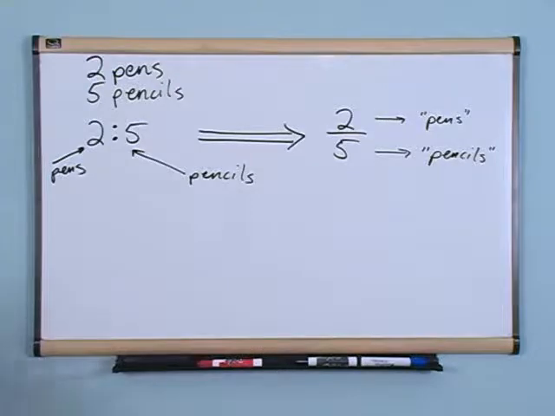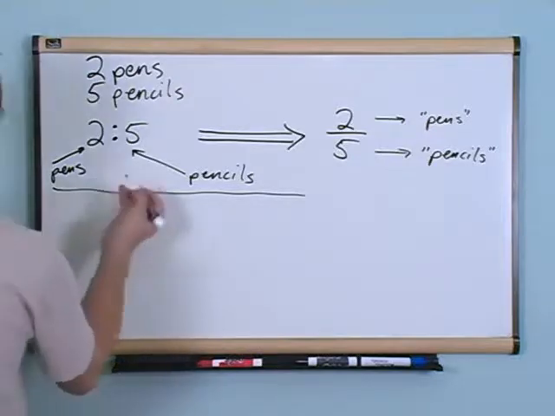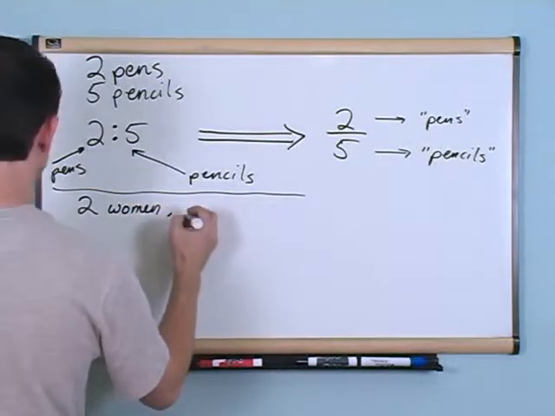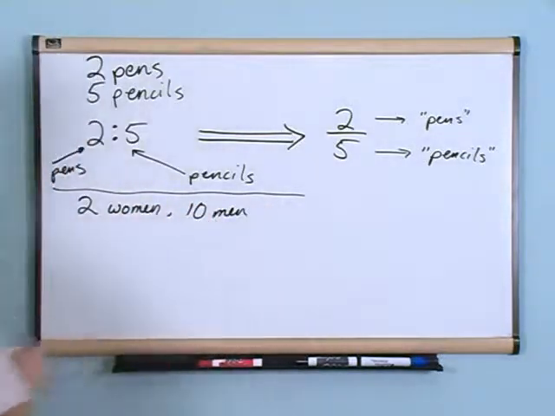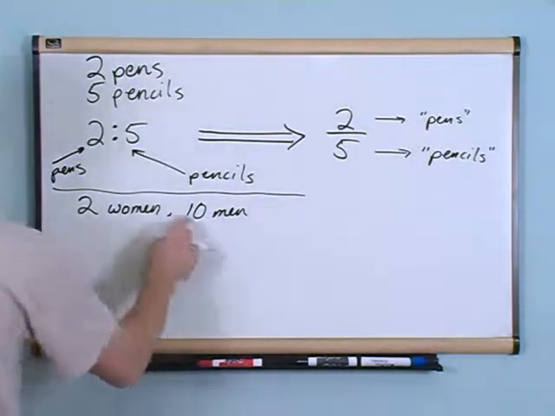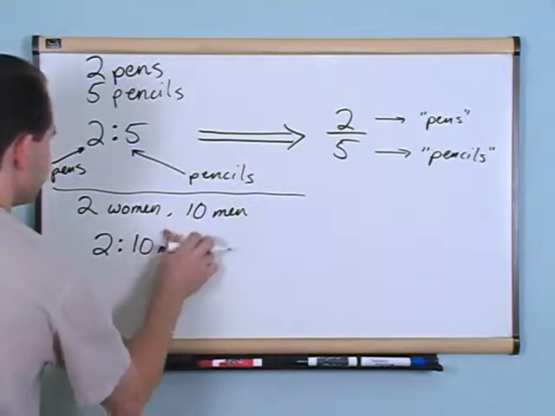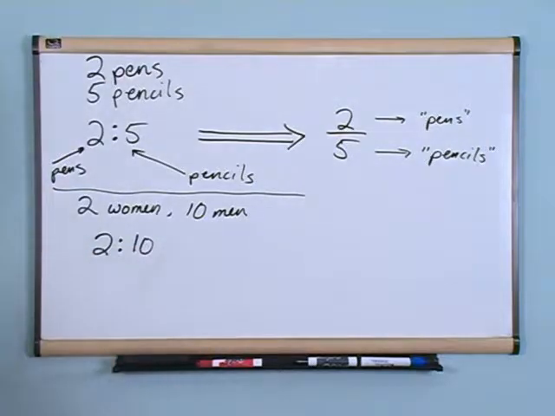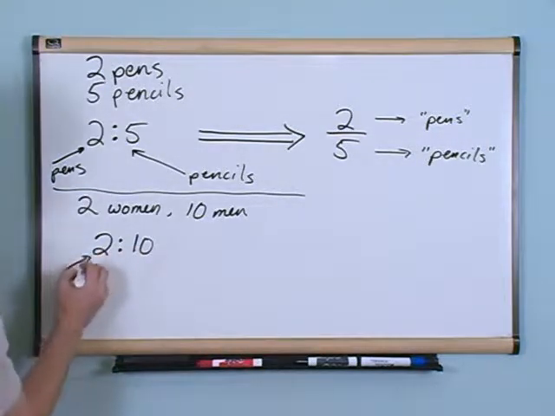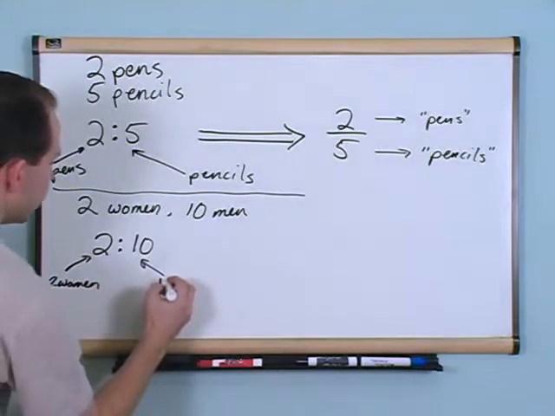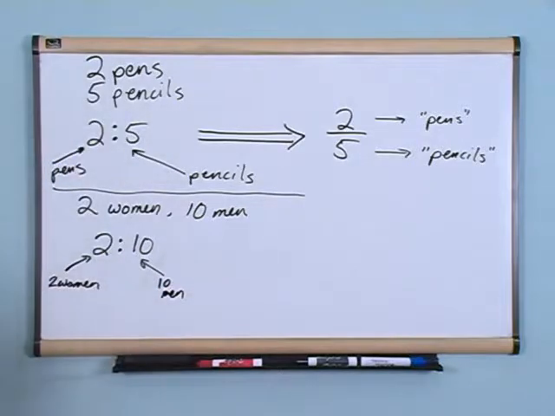Now let's pick another ratio, let's get a couple more examples. Let's say you have, in a room, 2 women and 10 men, okay? What is the ratio of women to men? Well, it's 2 women to 10 men. Just write it like this: 2 colon 10. That means that there's 2 women for every 10 men, okay?